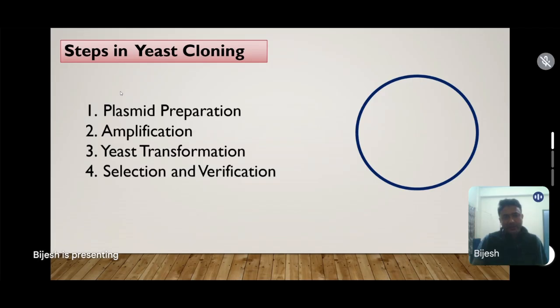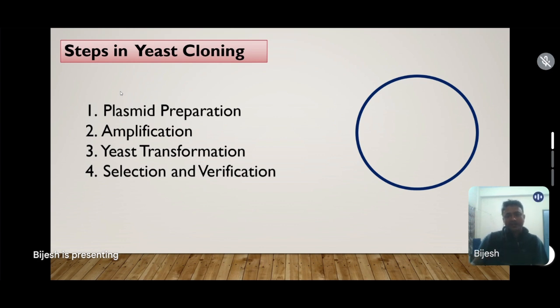The next step is yeast transformation. Compared to bacterial transformation, yeast has a thicker cell wall, so the approach is a little bit different, but still kind of similar. We can go for electroporation, chemical based, or lithium acetate based transformation. So it's not so difficult.